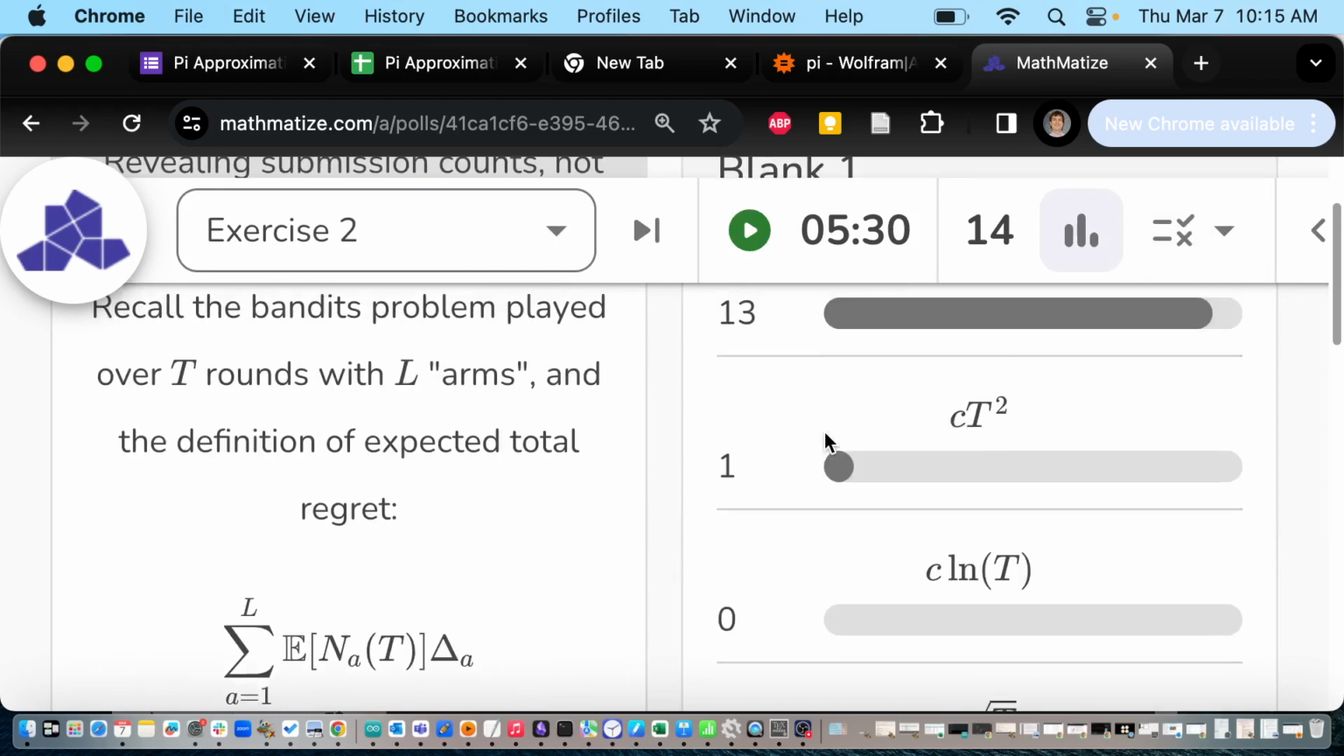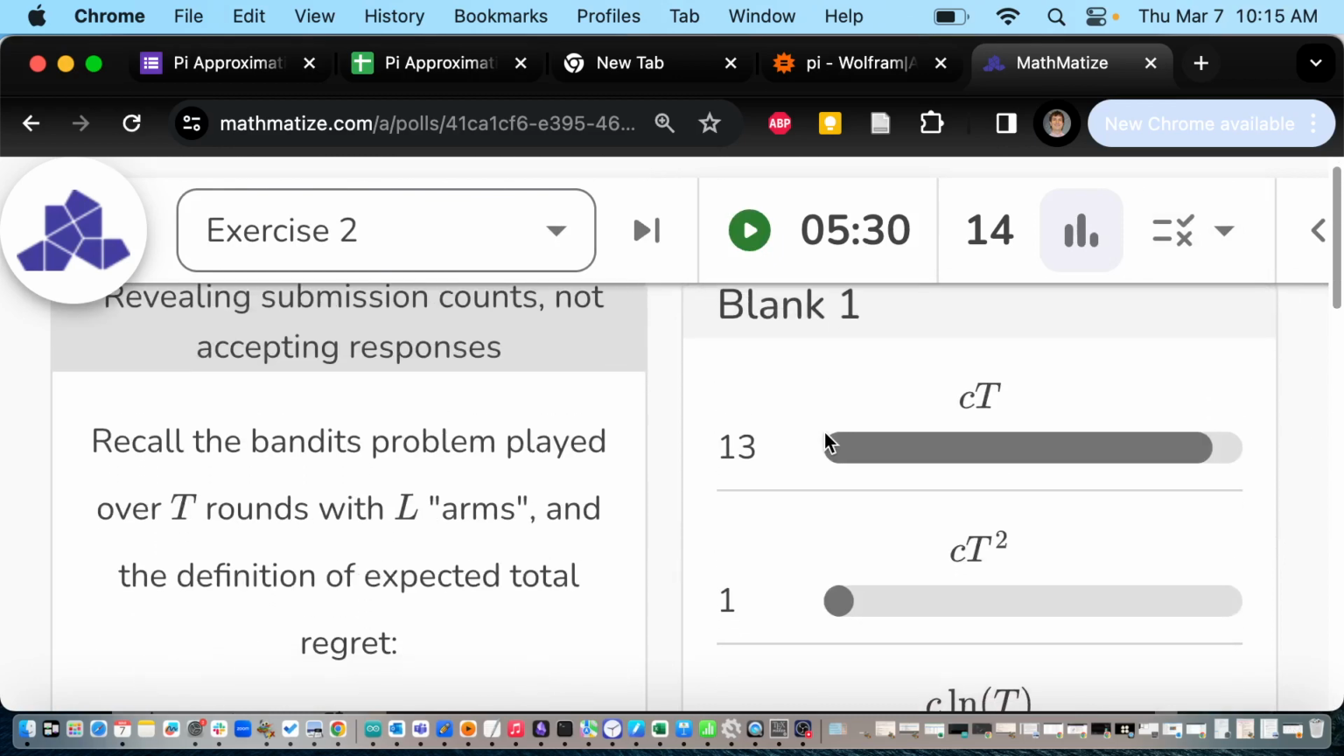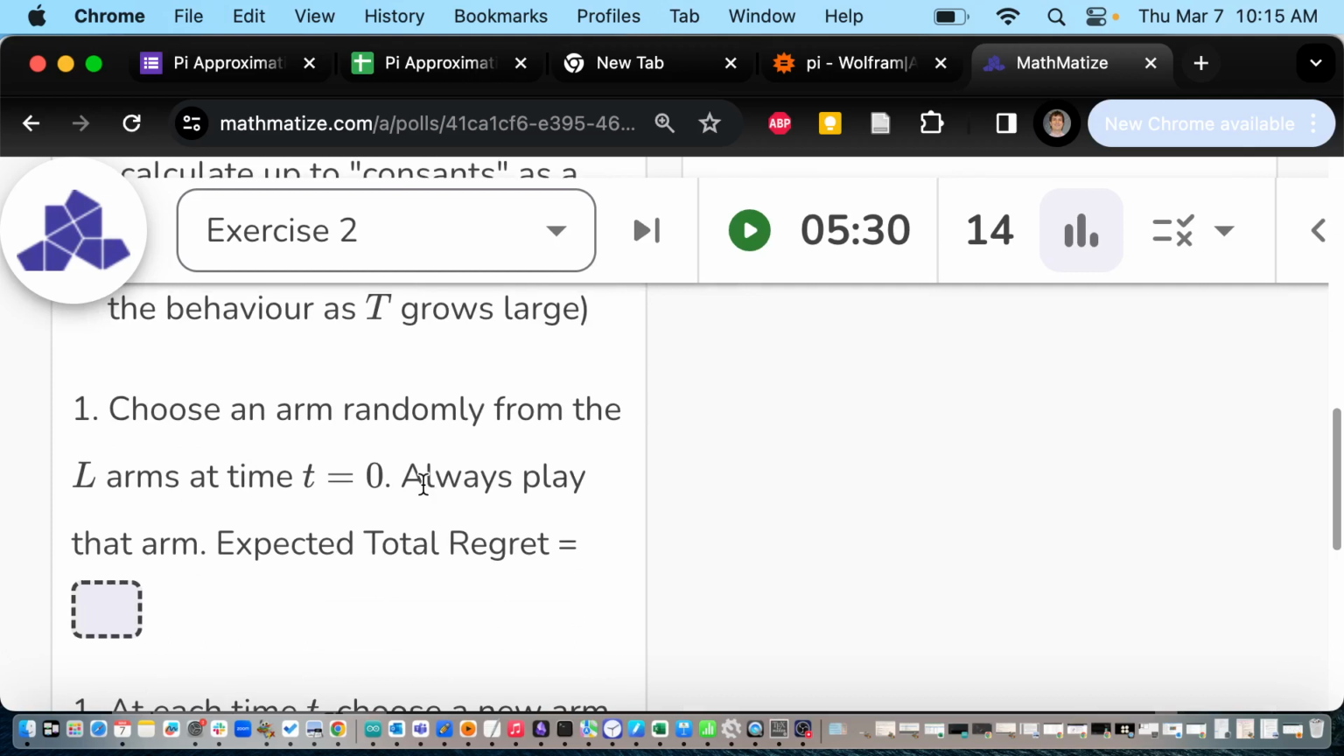Lots of people are saying if you pick an arm, the total regret you're going to get is some constant c times the amount of time left. Almost everybody is in that one. That's if you pick an arm, I guess this is the first one, if you pick an arm ahead of time and always play that arm.